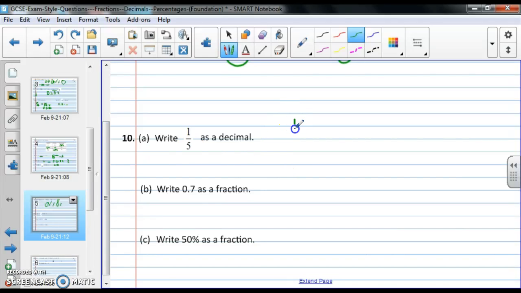1/5 as a decimal. For this one, very similar to what we were doing before, I want you to change your denominator into a value that is a place value. That means either tenths or hundredths or thousandths, okay? In this case, I've got fifths, so if I multiply by 2, I can get to tenths. So that means I multiply the top by 2 and the bottom by 2. I get 2 over 10. That means my decimal is going to be 0.2.